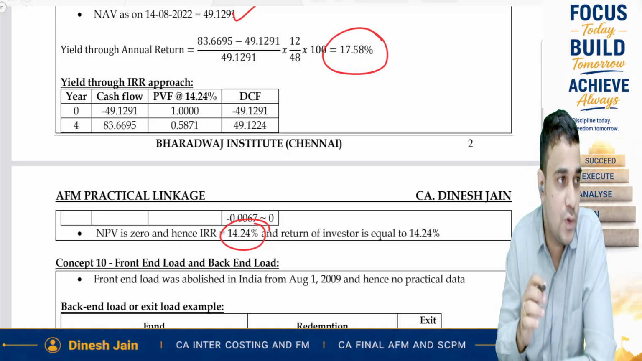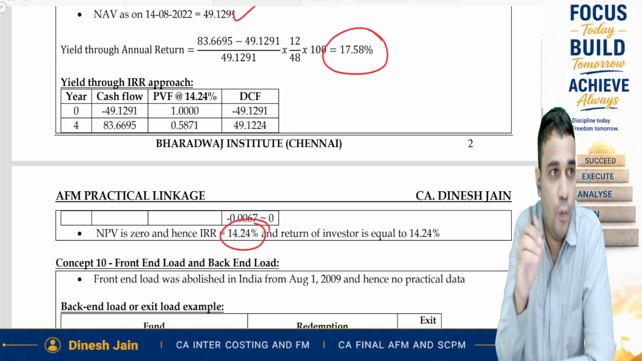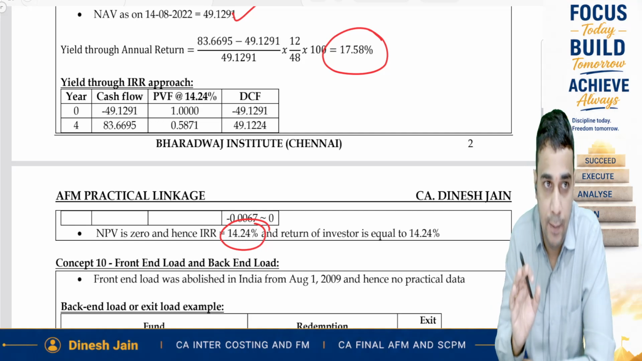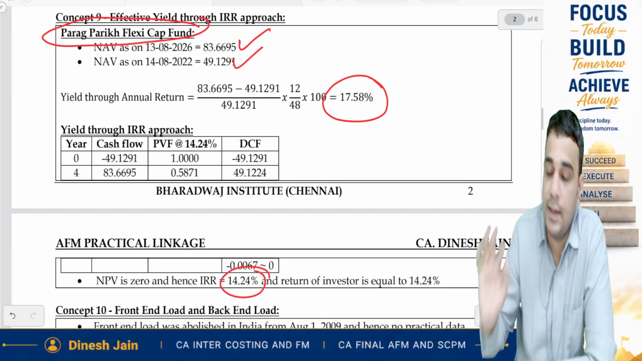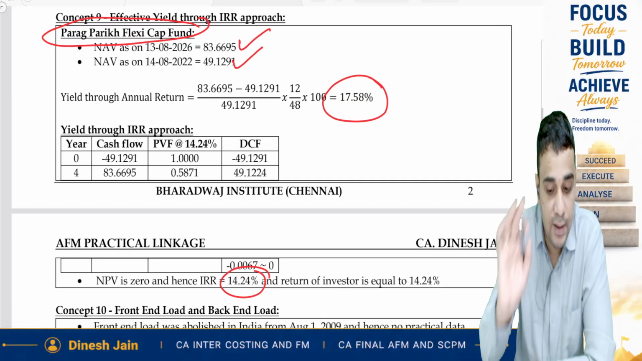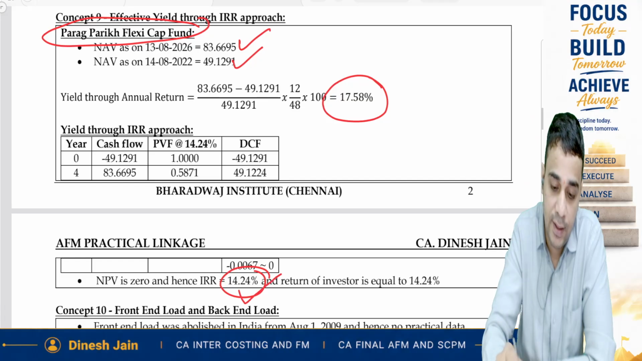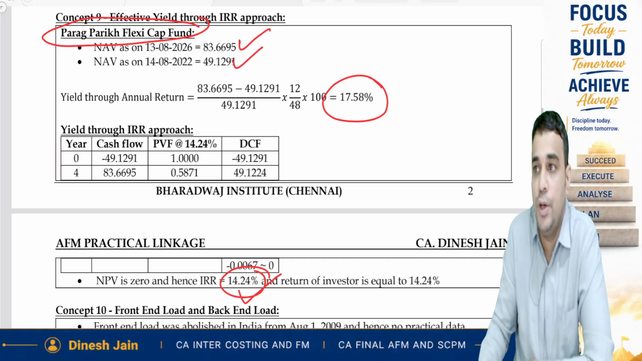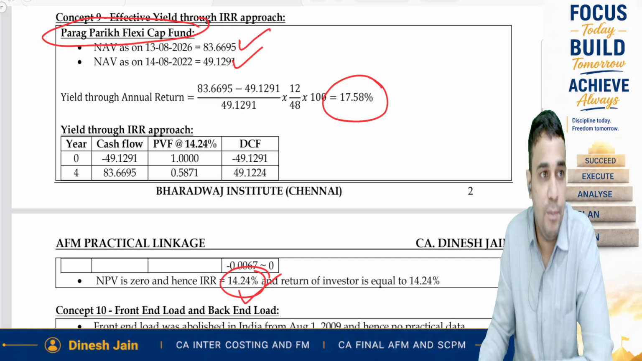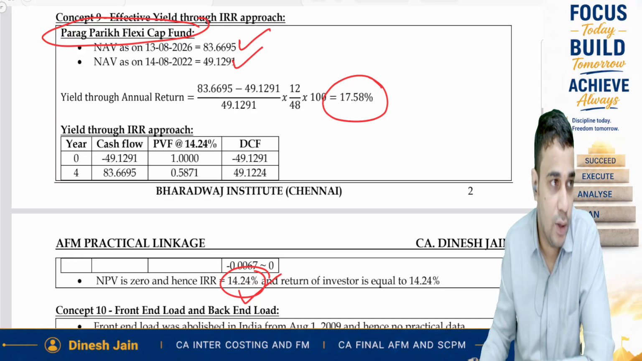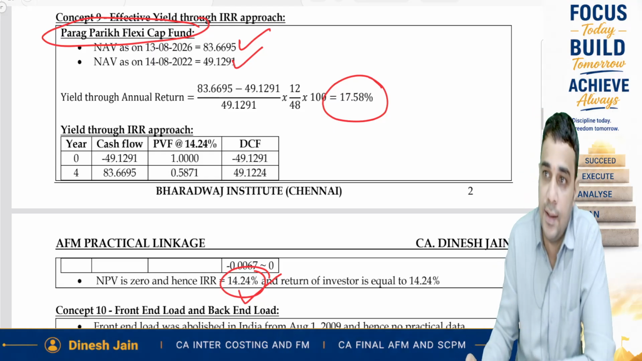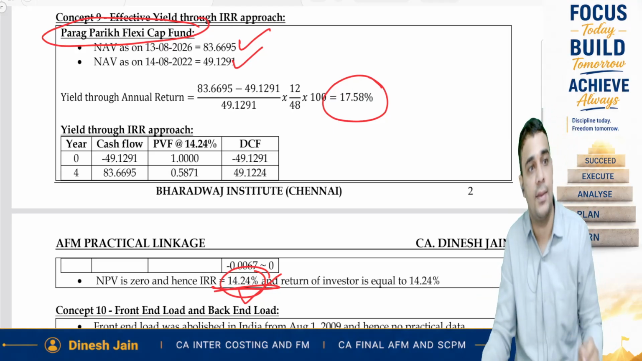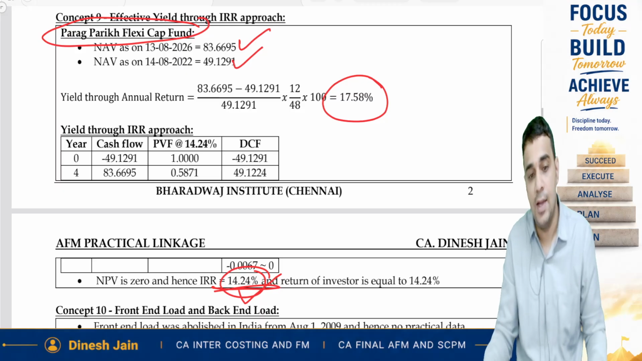IRR approach, I exactly know 14.24, so I discounted at 14.24. When we do problem solving, we will take one smaller number, one bigger number, one positive NPV, one negative NPV. But this is practical data, Parag Parikh Flexi Cap Fund, and when they declare their returns, they will declare 14.24. They are not going to tell you 17.58, because if they tell, they will come under a lot of scrutiny. So every fund, when they declare the past data, they declare the IRR returns.